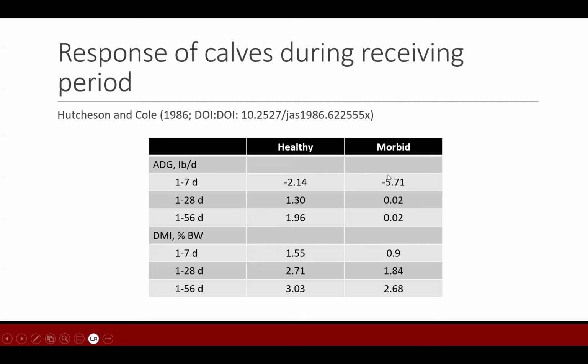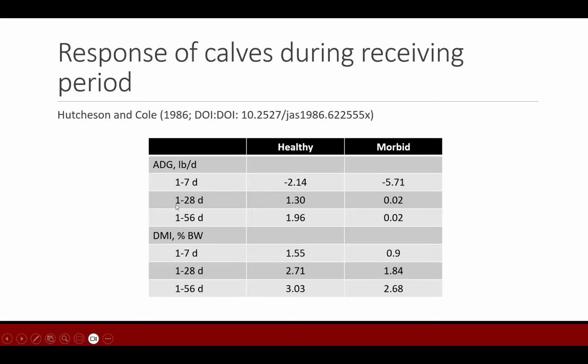I mean, these guys lost 6 pounds a day for a week. That's crazy. Compared to these healthy animals that lost 2 pounds a day for a week. So healthy cattle would have lost 14 pounds. Morbid cattle would have lost 35 pounds. Okay.